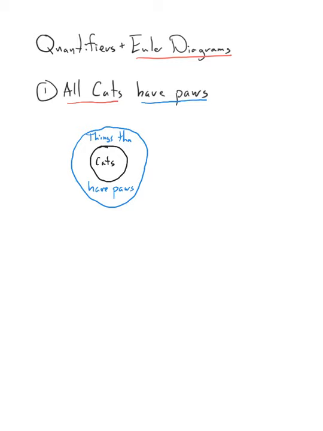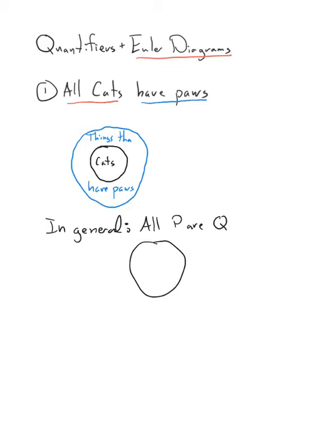And again, there's nothing special about cats or having paws. So in general, if you have all P are Q, then you can draw it in two fences. Put everything that is in P in the middle fence, or in the center fence, and everything that is Q around it.